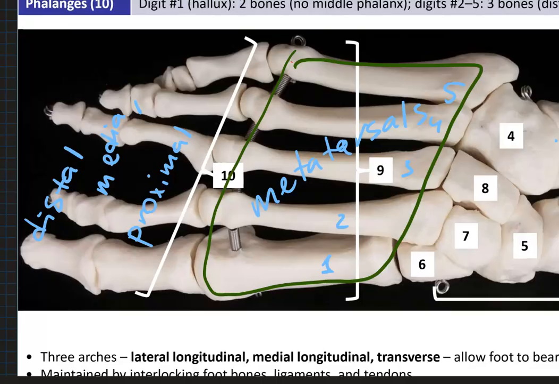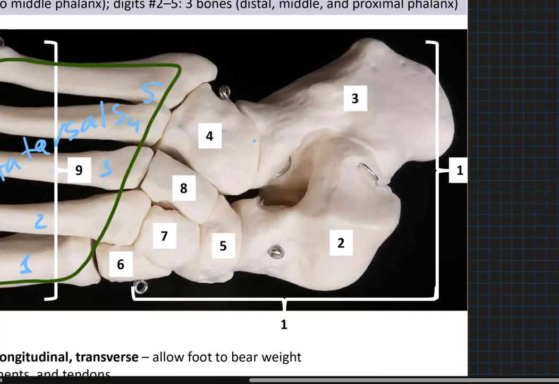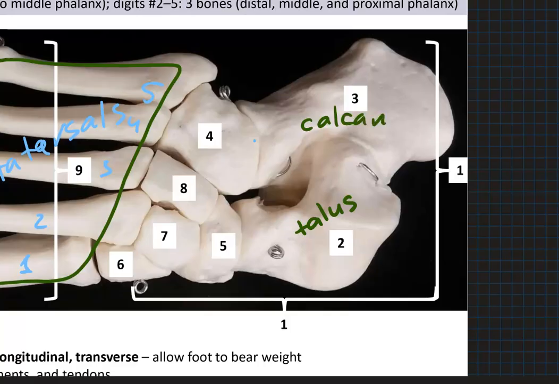Okay, now let's get to tarsals. Remember, this is the superior view. You look at the foot as you look at it from the top. So this bone right here is talus. It articulates with the tibia and the fibula. This is calcaneus bone. It forms your heel.